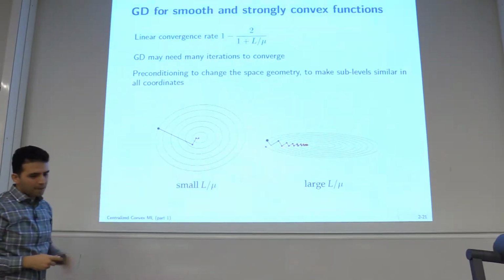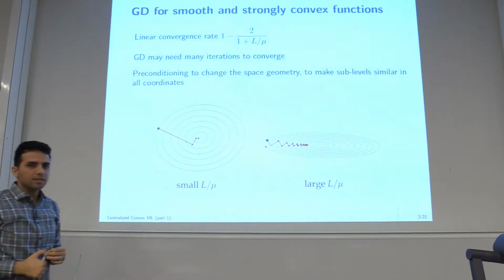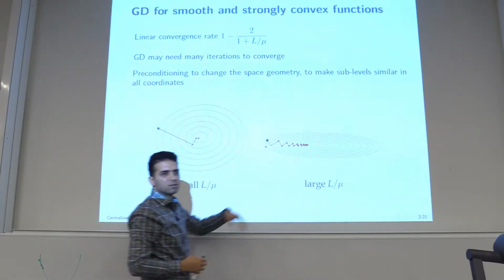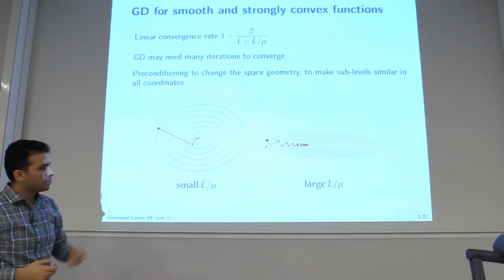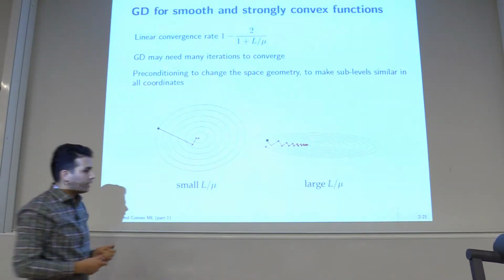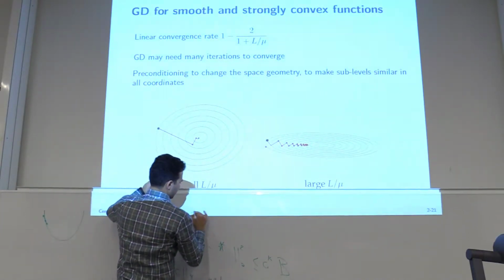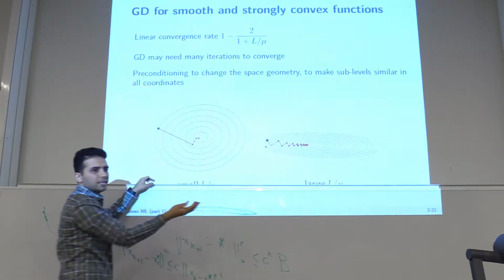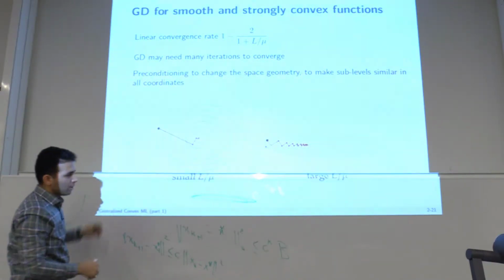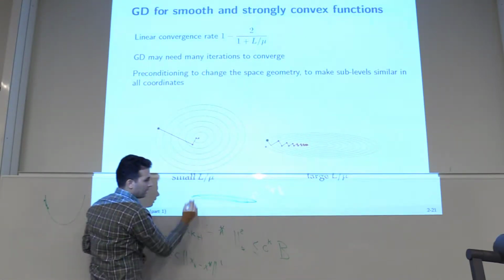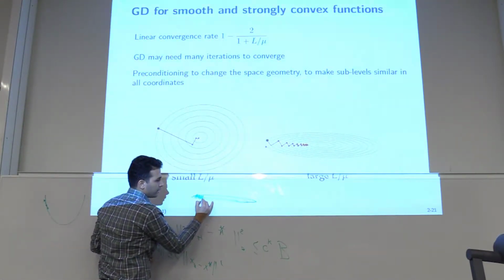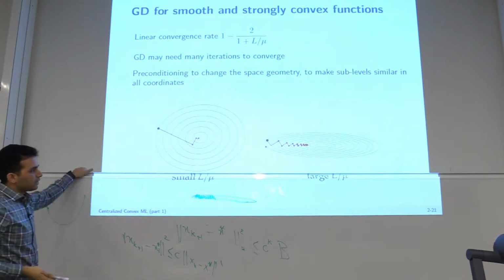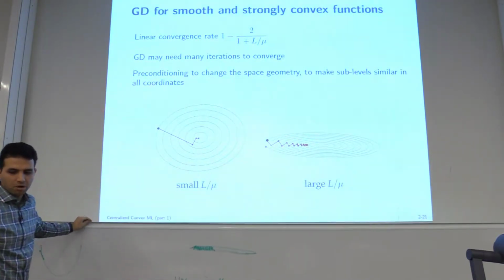Then what would happen if L divided by mu is so large? I guess L divided by mu is in the order of 10 or 20 or something like that. What would happen if that is a million? Then essentially you're optimizing something like this. These are sub-level sets of the function. So you're optimizing over something like that, and the iterations of gradient descent would be something like that. Extremely poor.